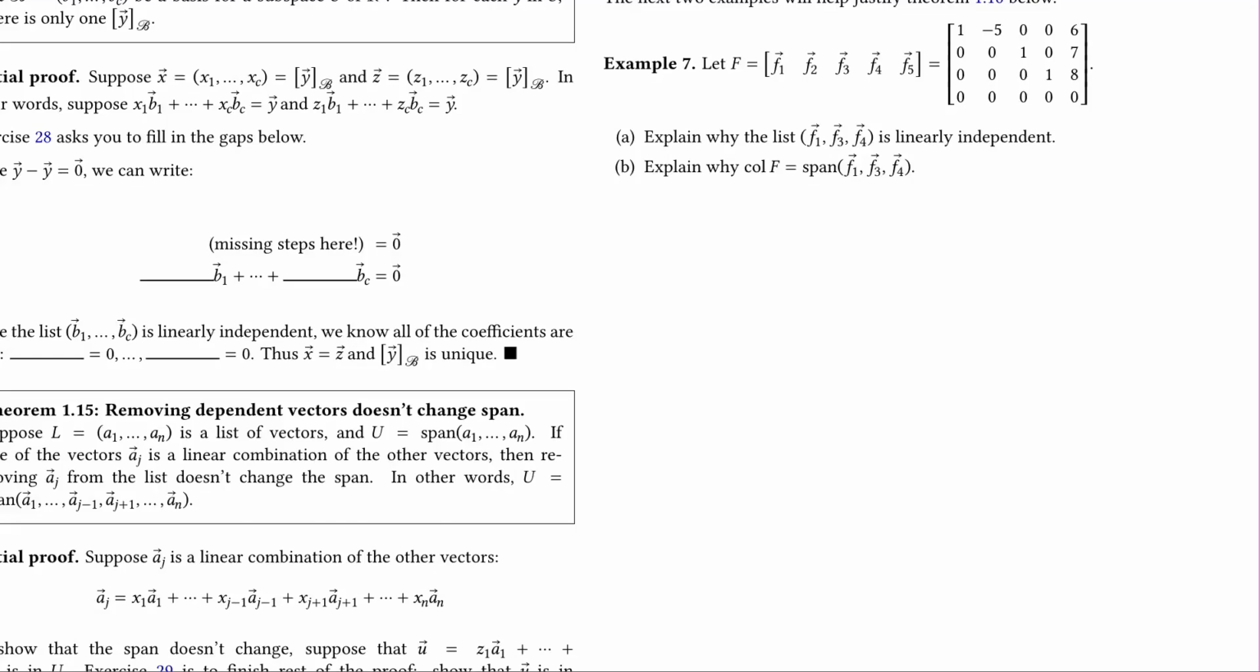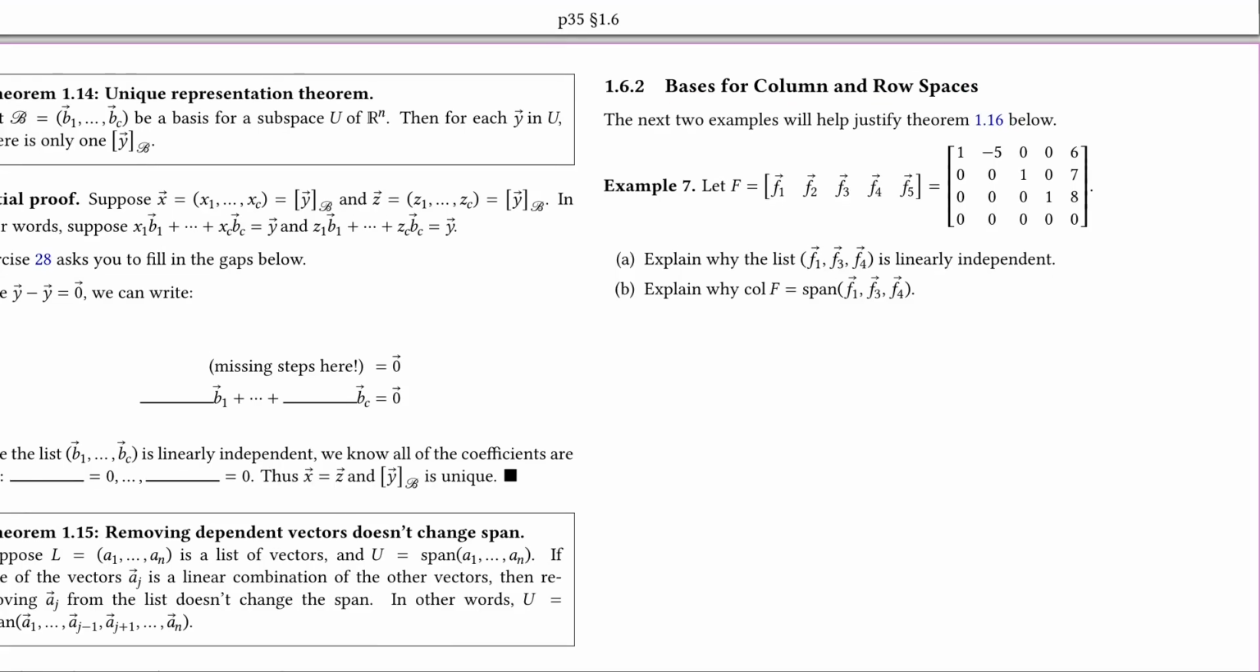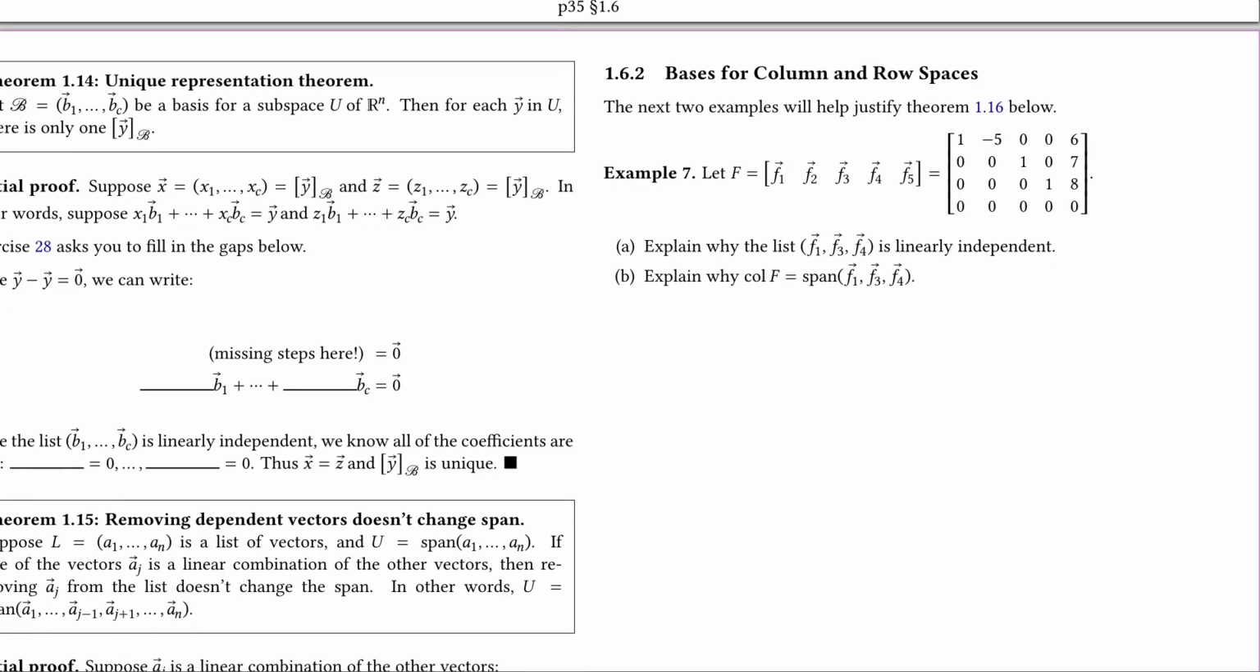Okay, welcome back. We are going to look at subsection 2 of 1.6, bases for column and row spaces. Or should I say spaces? No, no, I should not. Bases for column and row spaces. So we've got this example here.